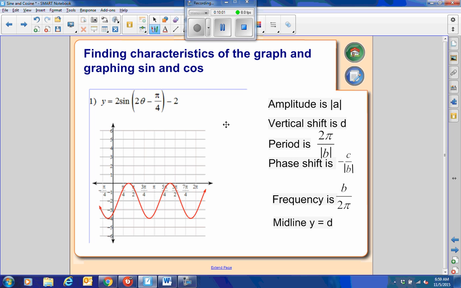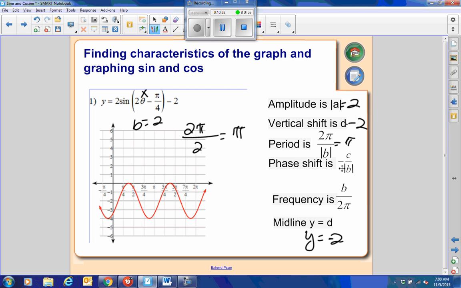Hopefully you saw that the amplitude, again, is the number in front, so it is a 2. And you saw that the vertical shift is a -2, which means my midline is y equals -2. The period is 2 pi divided by the b, and remember the b is the one in front of the x, or in this case theta. So b equals 2, which means pi is my period.